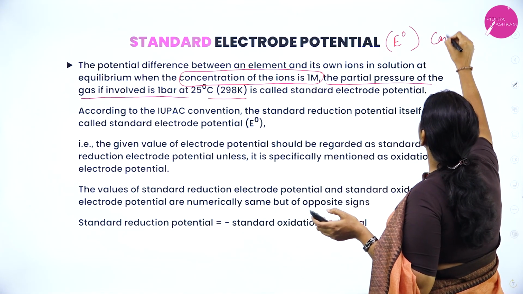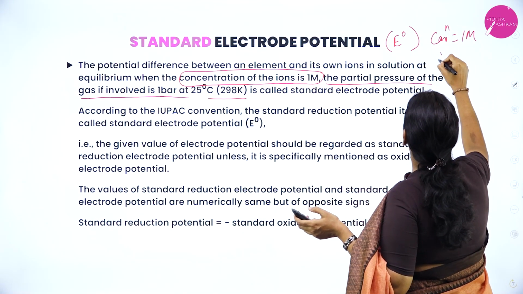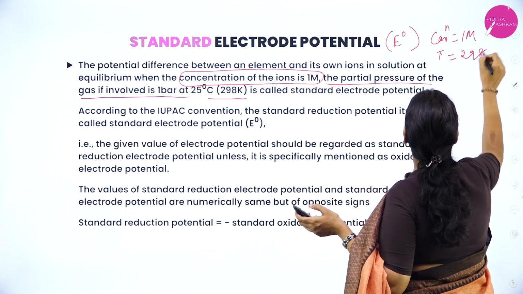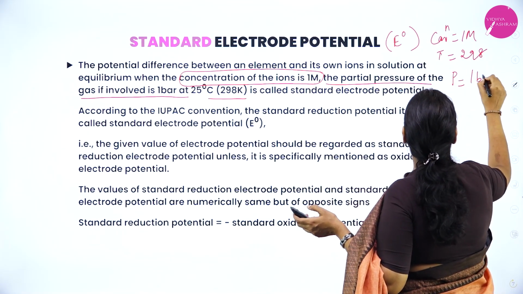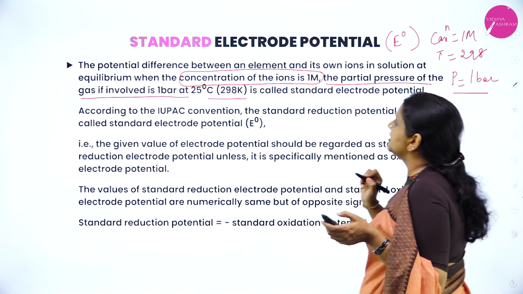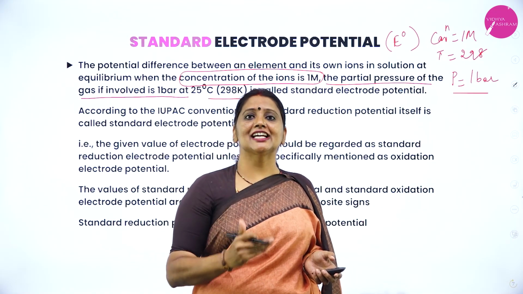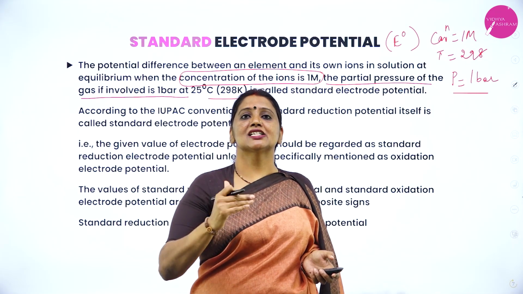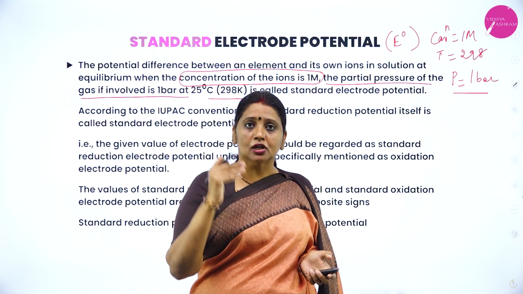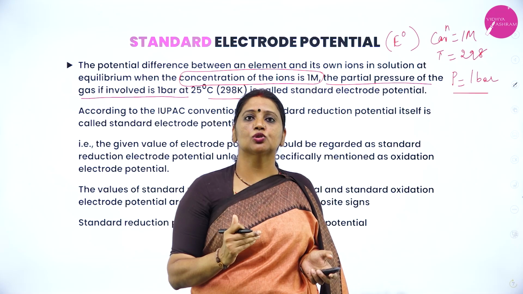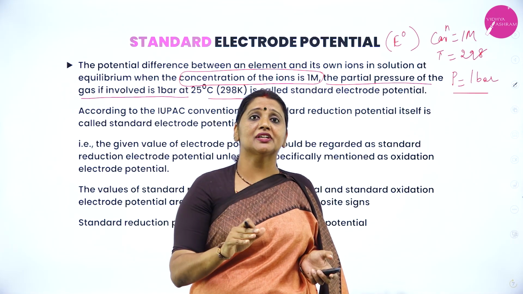When the concentration is equal to 1 molar, temperature is 298 Kelvin, and pressure is 1 bar, that is called as what? Standard electrode potential. It is denoted by E0.